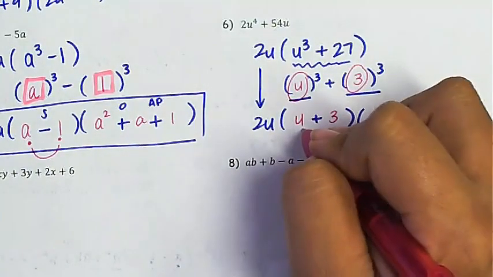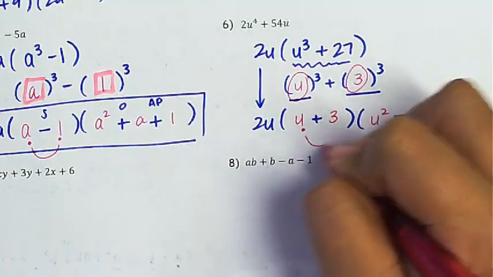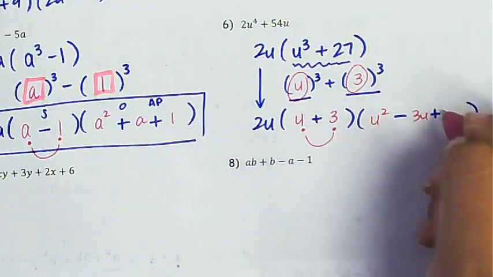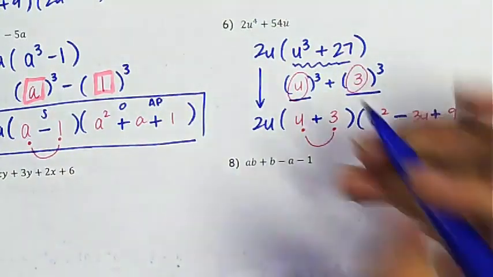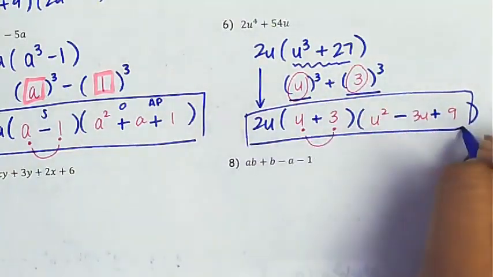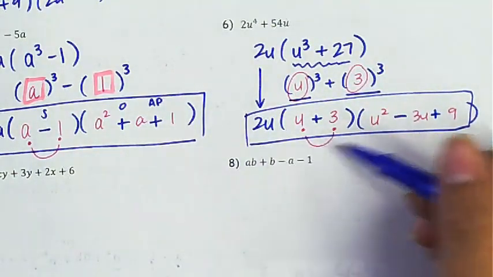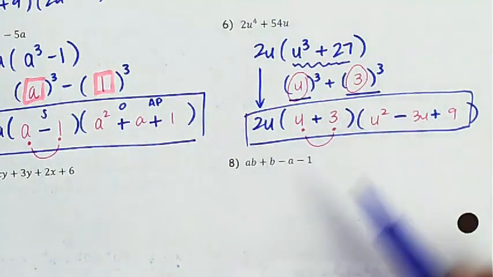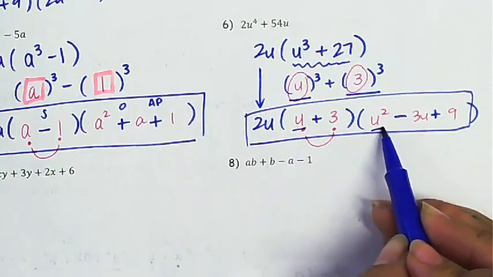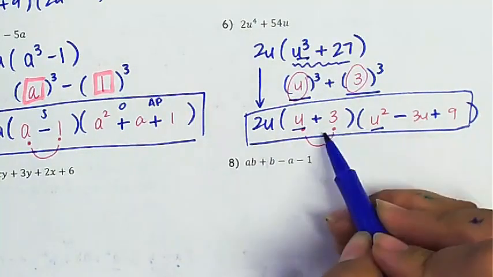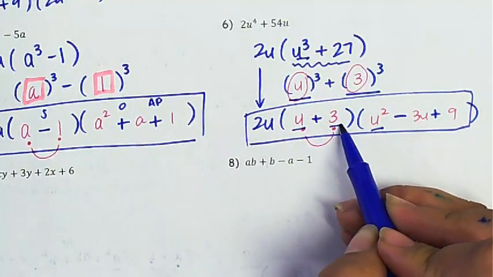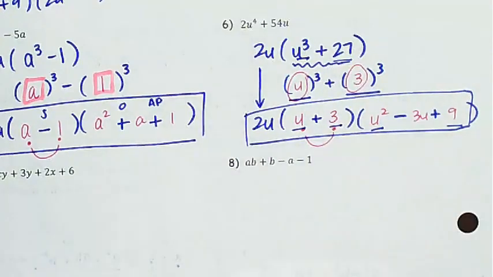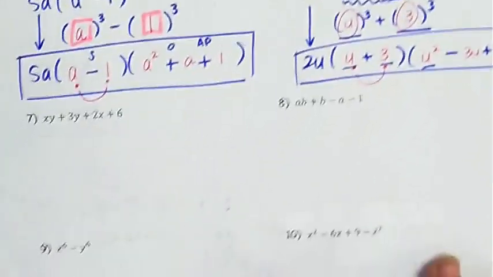So that's u, 3. U times u is u squared. U times 3 is 3u. 3 times 3 is 9. And then you're done. My suggestion is to always check first times first and last times last. You don't have time to multiply it all out. But you can at least check u times u squared is u cubed, positive 3 times positive 9 is positive 27. And that works. Okay? Alright.